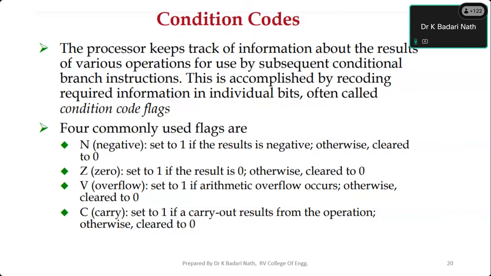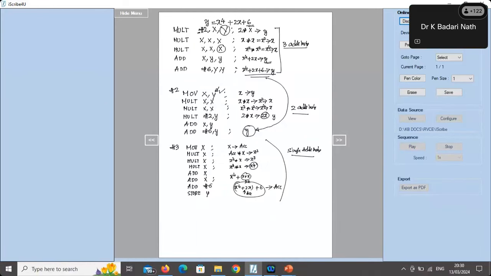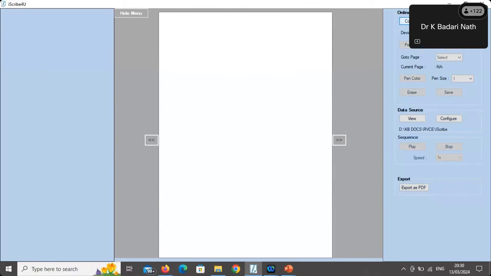So now let's do one program to see how these flags will be affected when you perform any operation. Okay, now I have the instructions. Move hash 45 to the R0 register. Move 68 to the R1 register. Now add R0, R1 and store the answer.